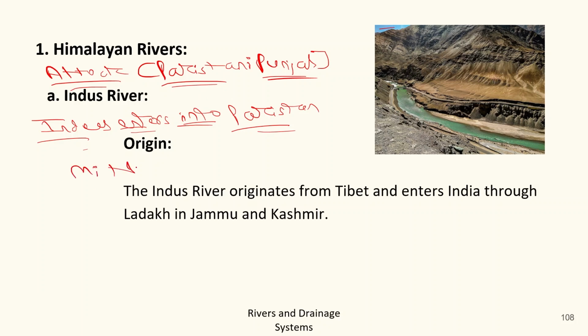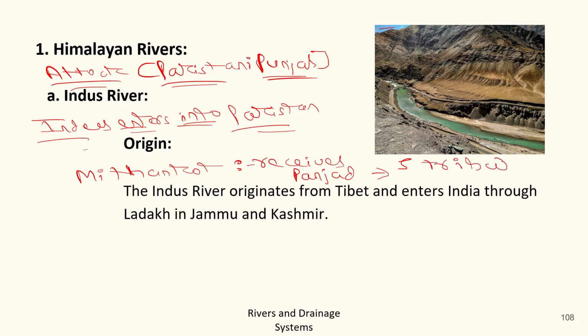And Mithankot. In the Mithankot region of Pakistan, it receives Panjnad, or its famous five tributaries. So this is about the basic flow of the Indus River. It enters Pakistani Punjab from the Atok region, and in the Mithankot region of Pakistani Punjab, it receives the five tributaries, in Punjabi named Panjnad. Got it?